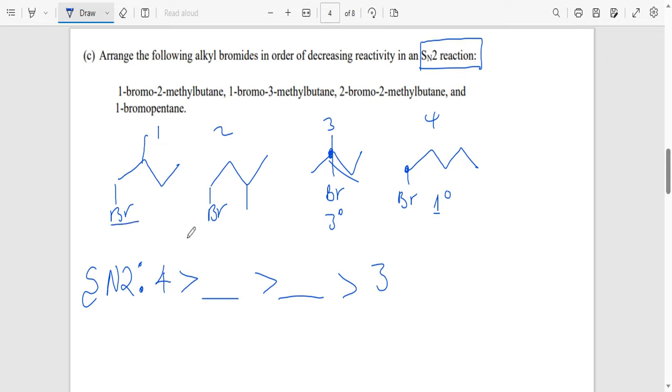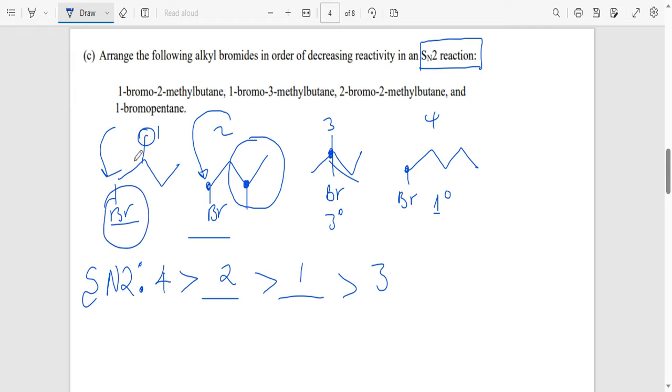Now between 1 and 2, which one is going to be more reactive than the other one? So 2 is going to be more reactive than 1. The reason is simple. This group here is far away from the carbon that is bonded to the bromine. So when you are attacking the carbon with the bromine from the opposite direction, there's going to be a little resistance from this one than from here, because we have got a methyl which is near to the bromine. So there's going to be more resistance. The more the resistance, the less the reactivity.